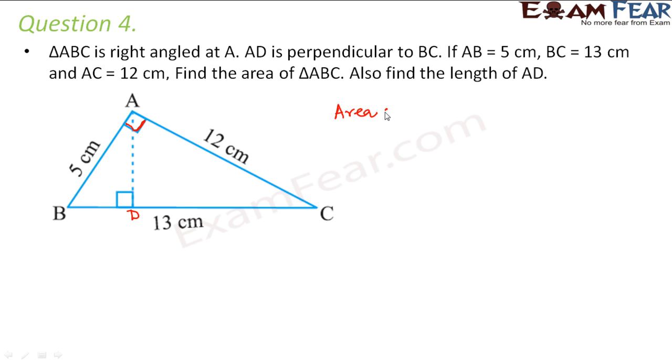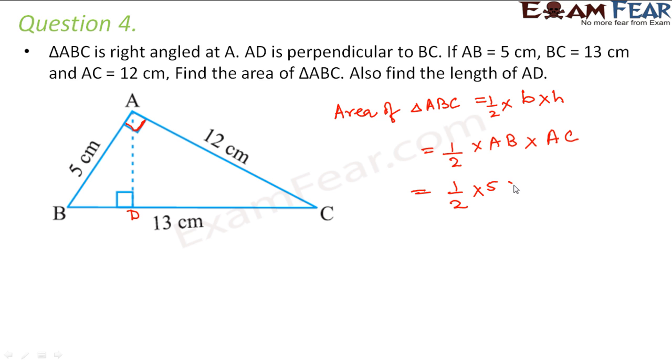How do we find out the area of a triangle? Area of a triangle is given by half into base into height. Any side of the triangle can act as a base. If BC is the base, the height would be AD, but we do not know the length of AD. So let us assume some other side as the base. Let us assume AB as the base. Then the height would be the perpendicular which falls on AB, and that perpendicular is nothing but AC. So this would be half into AB into AC. AB is given as 5 centimeters, AC is given as 12 centimeters. 2 6s are 12, 6 5s are 30. So the area of the triangle would be 30 centimeters square.